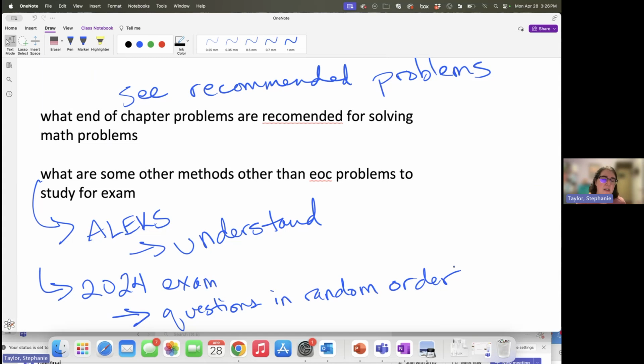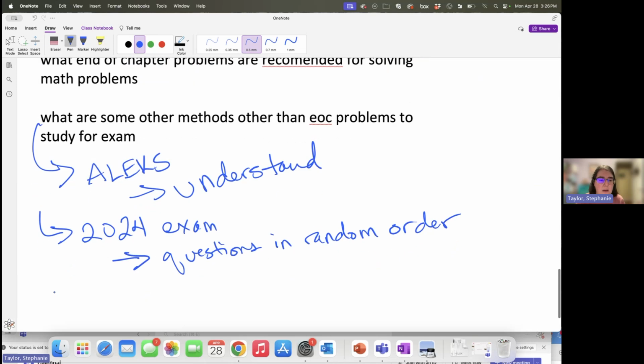And the fact that the 2024 exam from last spring is in a random order is one of the things that can help you with that. The questions aren't labeled, none of that. So that might also be helpful.